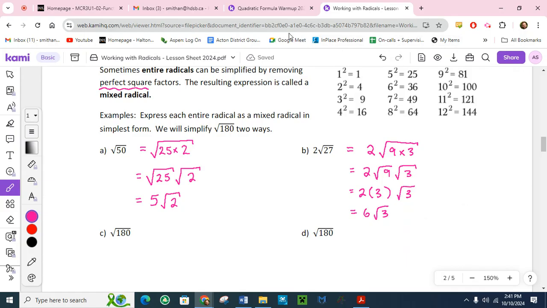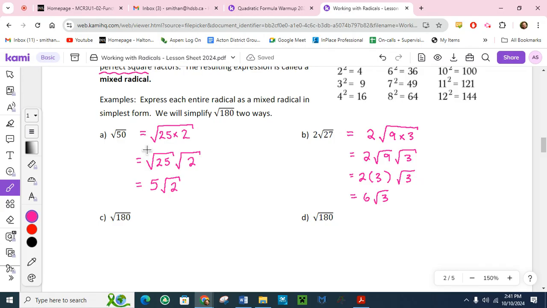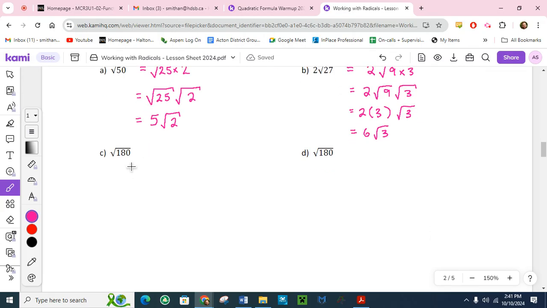We're going to do root of 180 two ways. Now, I'm going to choose a specific way to do this first. Would you guys agree that 9 goes into 180? 9 goes into 180 20 times, right? So I'm going to rewrite this as the root of 9 times 20. So that's the root of 9 times the root of 20. And this is equal to 3 root 20.